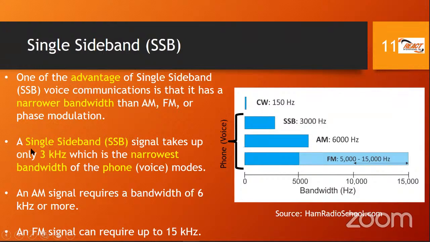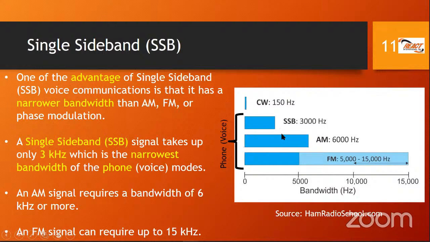Okay? And we also say that a single sideband signal takes up only 3 kilohertz. And you can see that here. This is the amount of bandwidth it's taking, 3 kilohertz or 3,000 hertz. And it's the narrowest bandwidth of the phone or voice modes. So that is an exam question. Which phone mode uses the lowest amount of bandwidth? It is SSB, single sideband.